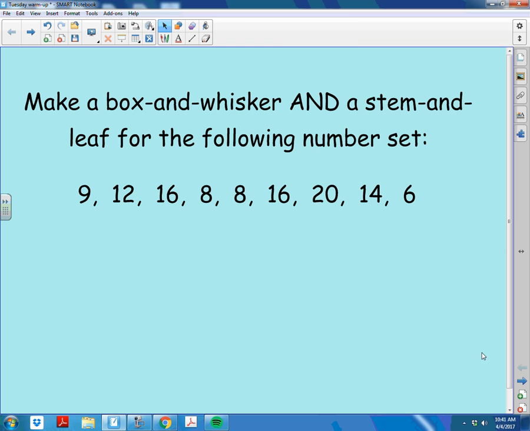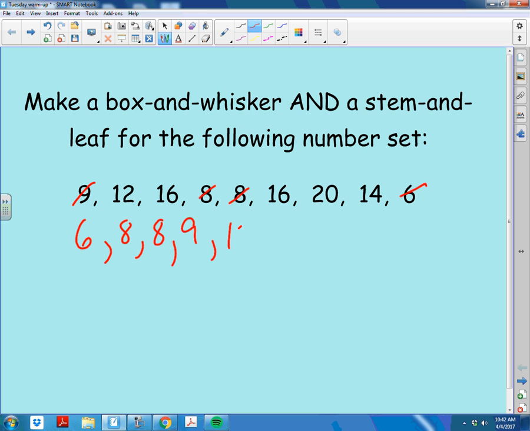It says make both a box and whisker and a stem and leaf for the following numbers. Bennett, what's the very first thing we should always do no matter what? Very good. Order the numbers least to greatest. So let's see, we'll start with 6. I have two 8s, 12, 9, 9, 12, 14, 16, 14, 16, 16, and 20.